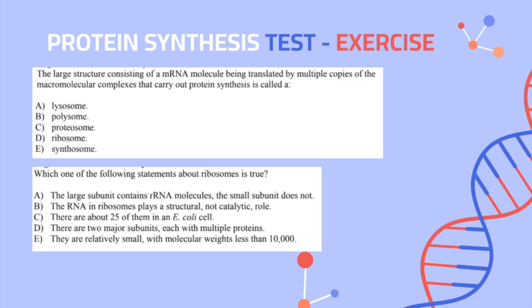The RNA in ribosomes plays a structural, not catalytic role. This is also wrong. Remember the peptidyl transferase that we mentioned, the enzyme that was in the larger subunit? It was also an RNA, and as an enzyme, it plays a catalytic role. There are about 25 of them in an E. coli cell. This is not correct. There are thousands of ribosomes in each cell, whether it's a eukaryotic cell or a prokaryotic cell. There are two major subunits, each with multiple proteins. Is this correct? Yes, it is.